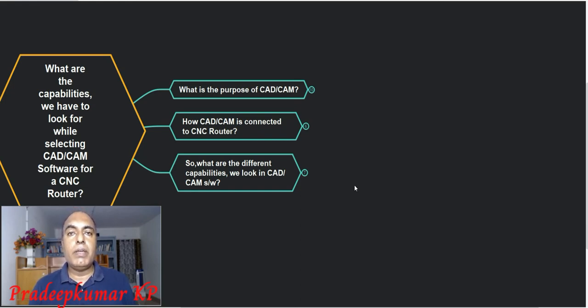Today we will be looking at what all capabilities are there in a CAD CAM software so that we can use it with any CNC router machine. So this we will be discussing today. What are the capabilities we have to look for while selecting CAD CAM software for a CNC router machine? Before going to that, we will see what's the purpose of a CAD CAM software.